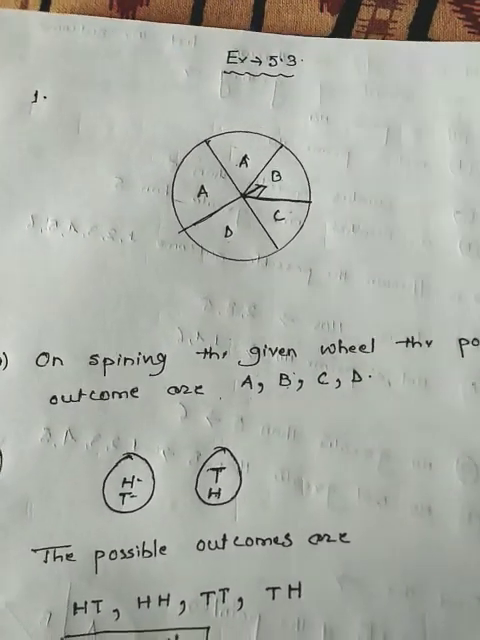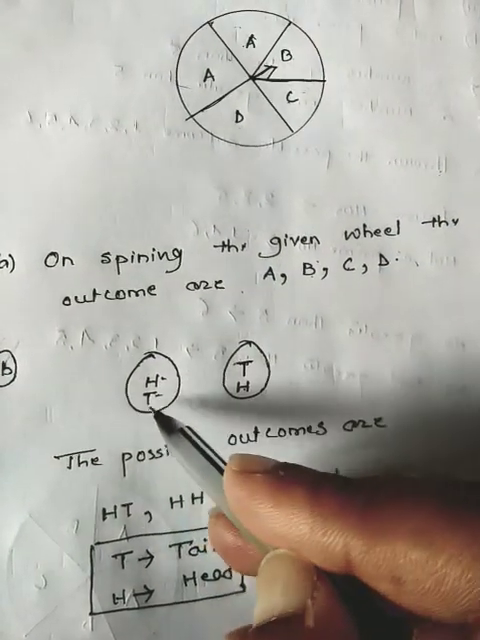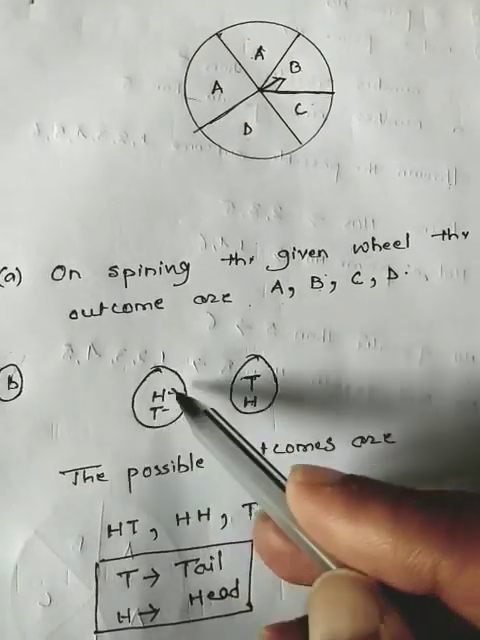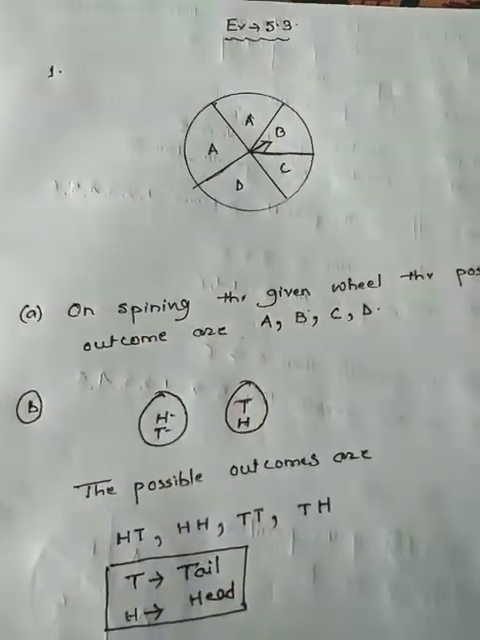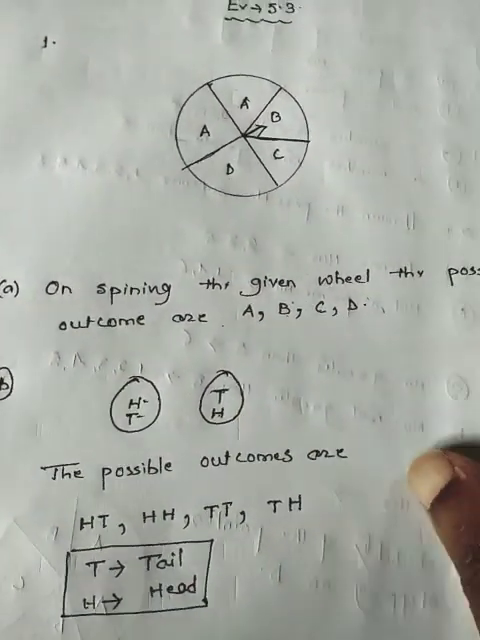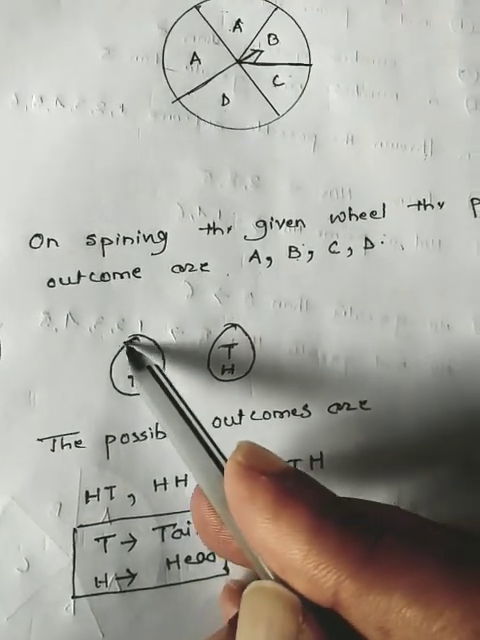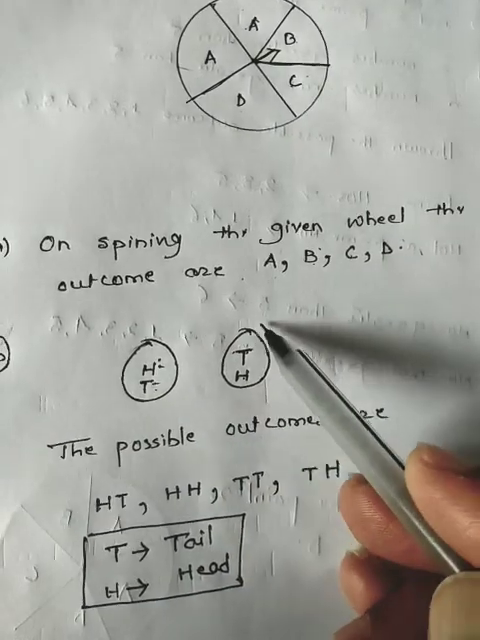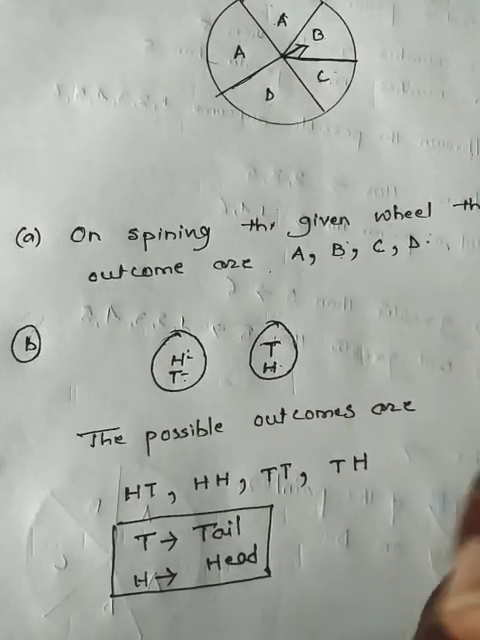Now tossing two coins together. Now suppose this is a coin. We know that in each coin we have head and tail, isn't it? So we have to toss two coins like this at the same time. What are the possible outcomes that we can have? So how to do that? See, imagine that this is a coin carrying head and tail, and this is another coin which is carrying tail and head. Now what is the total outcome if you toss the coins?